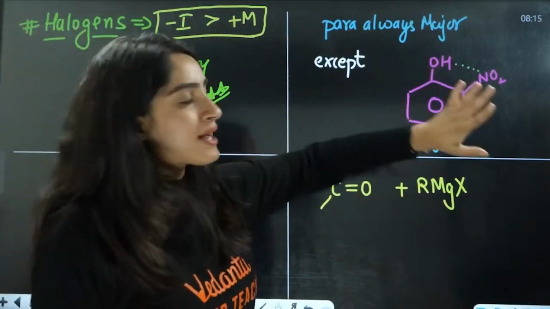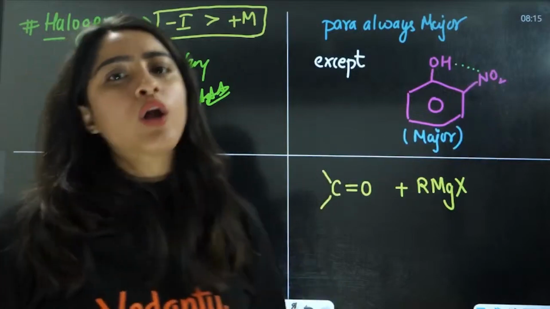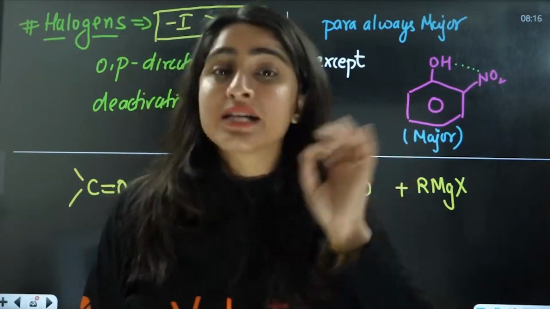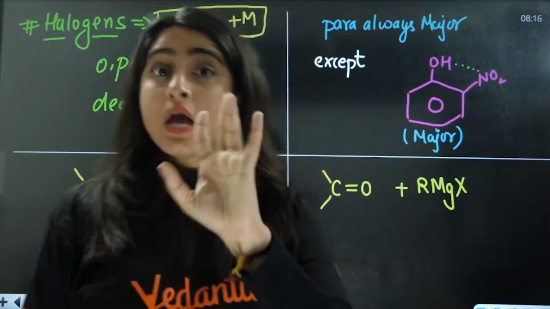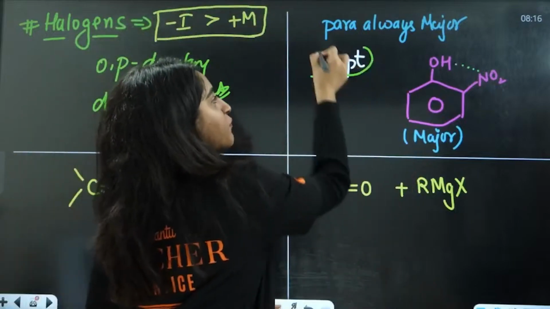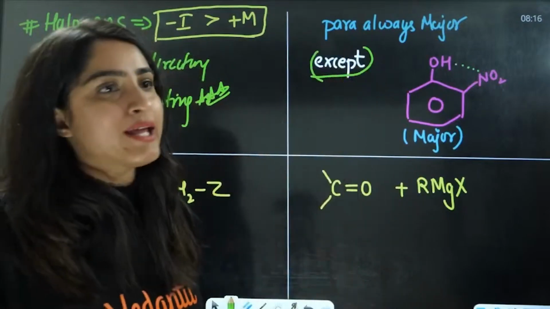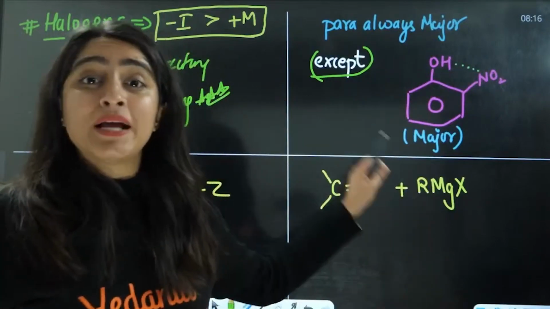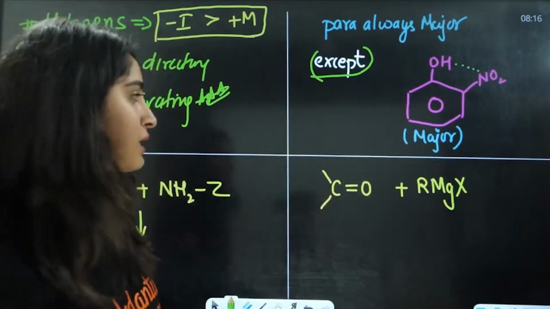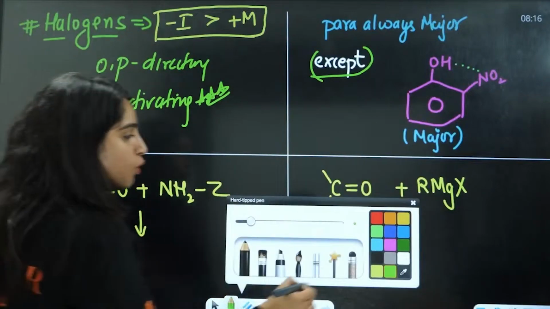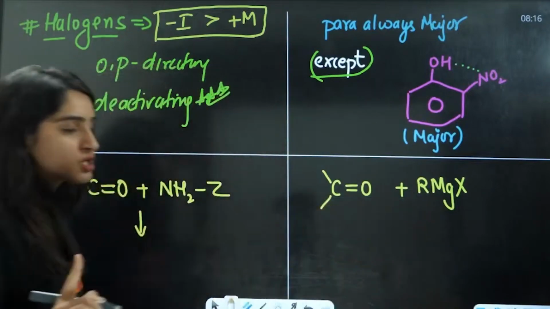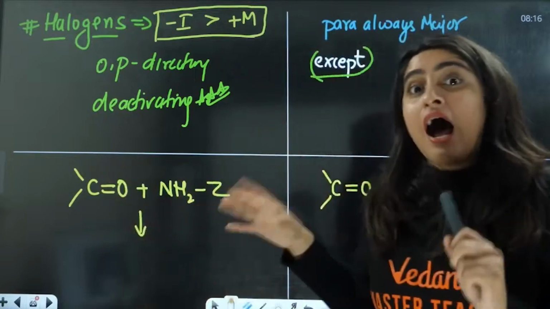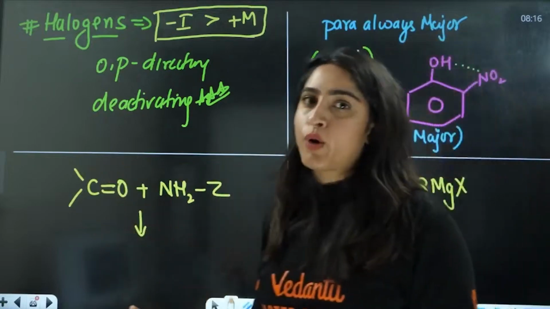Next, para is always major. Whenever you have ortho-para-directing groups, para is always the major product because of the symmetry. But except for the case where you have hydrogen bonding, as in ortho-nitrophenol, you will have ortho as the major product, right? Next are the two most important reactions. You have a lot of reactions, but these are for last minute revision. These two are the most important reactions.